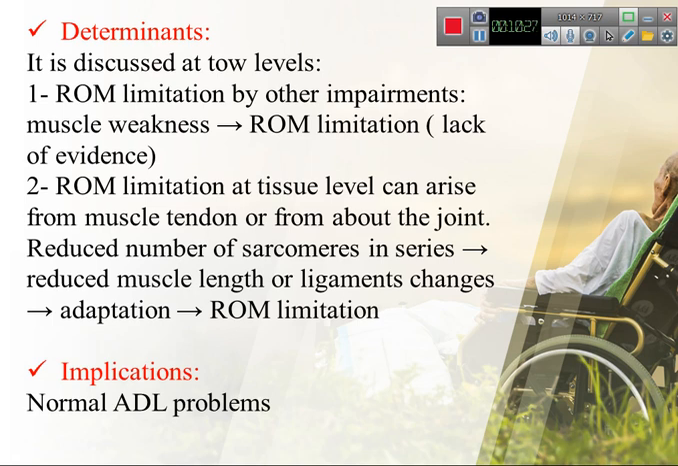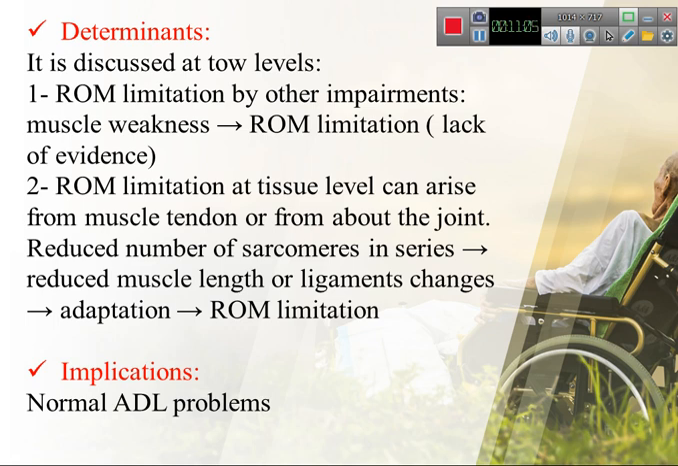When we want to discuss the determinants of ROM limitation, we prefer to discuss at two levels. The first is ROM limitation by other impairments. The second is ROM limitation at the tissue level. When we talk about ROM limitation by other impairments, we should consider muscle weakness as a determinant of the ROM limitation. But there is a lack of evidence in this field.